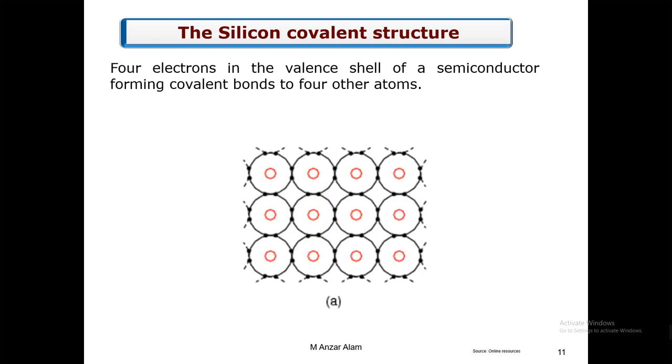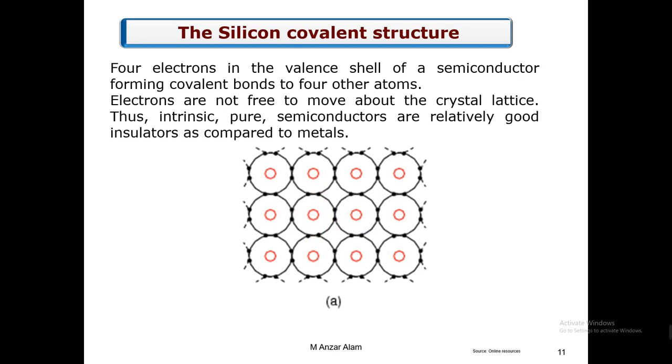Electrons are not free to move about the crystal lattice. As we can see here, all four electrons are making covalent bonds with the neighboring atoms. So there are no free electrons like in copper. The outer shell of copper has one electron, but silicon has four electrons, and the same is true for germanium. So there are no free electrons available to move around the crystal lattice, which means there will be no flow of current.